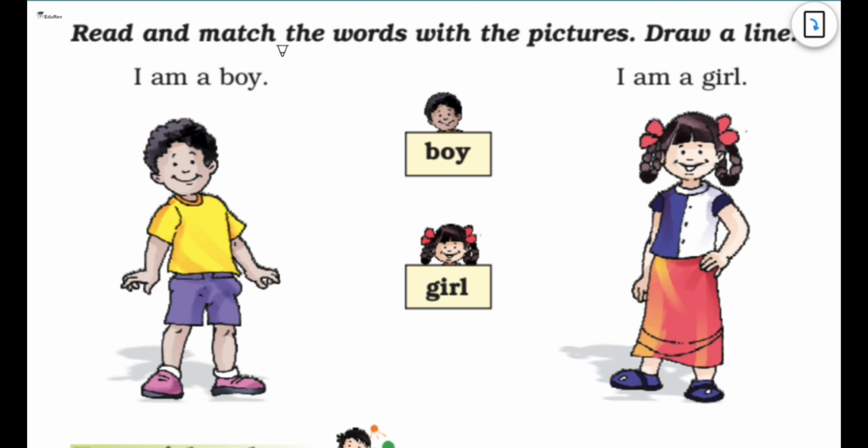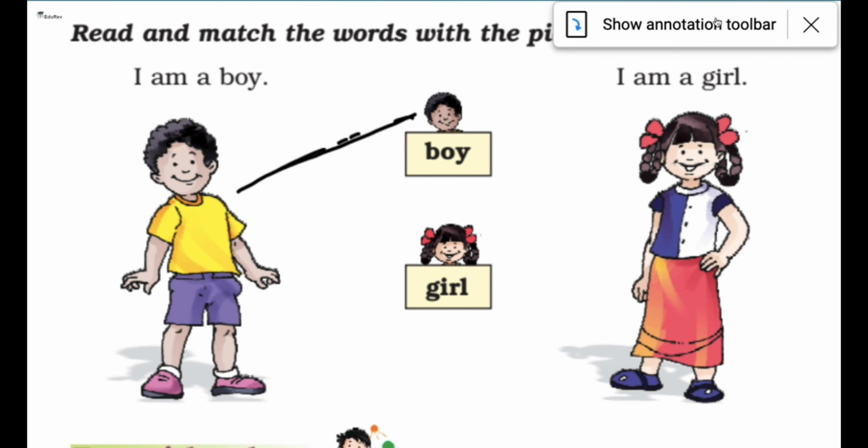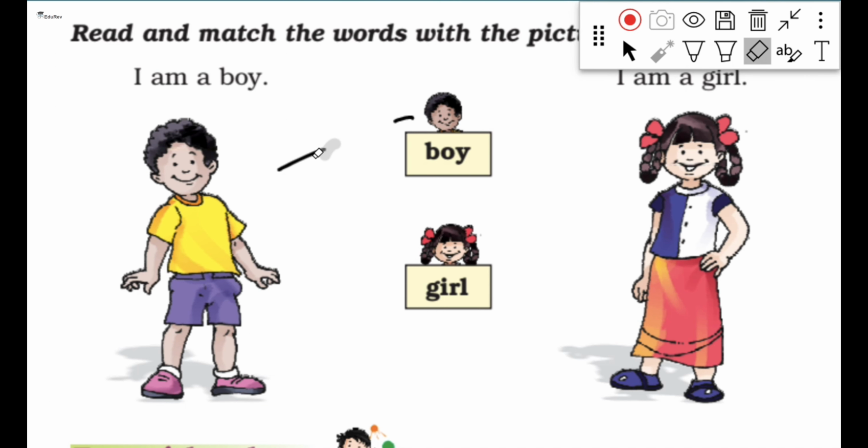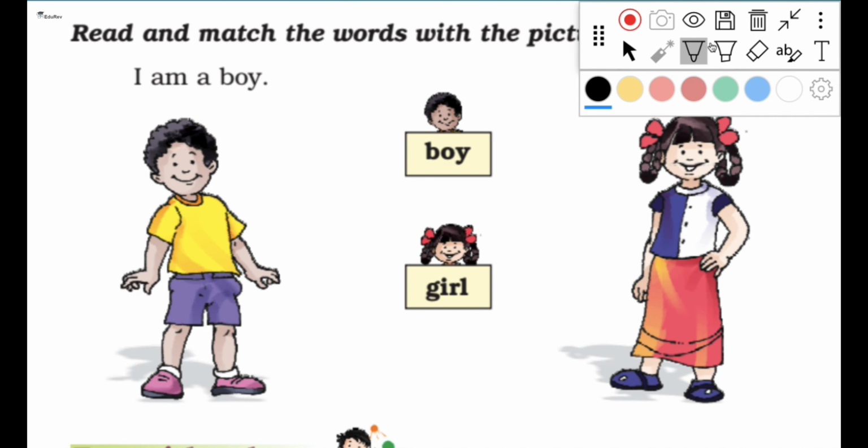So here what I need to do is read and match the words with the pictures, and I basically have to draw a line. So here I can see there's a boy and here I can see there's a girl. So he says that I am a boy and she says that I am a girl. So I need to draw a line from here to here to join it. And similarly, you people can draw a line from this word, the girl, which is written here, to this girl. And that's exactly how you need to solve this question. But first, let's erase all of it and let's move further.